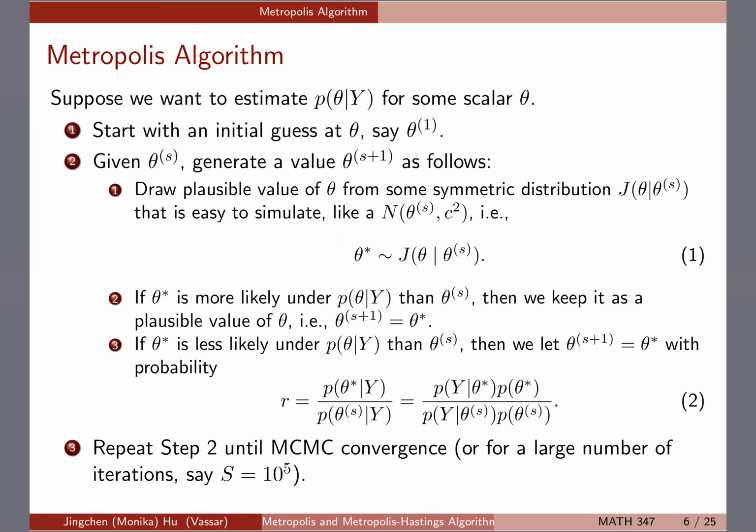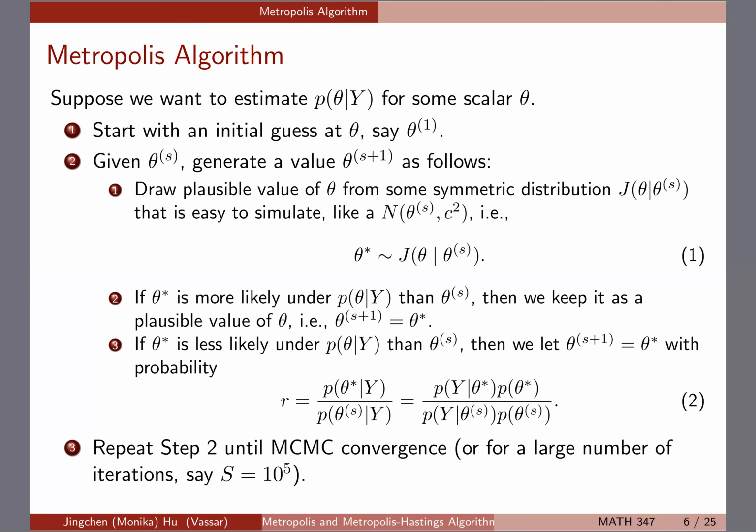Suppose you want to estimate the parameter theta, and its posterior, theta given y, and let's say it's a scalar at the moment. You start with an initial guess, say theta 1, and then keep running it, but the way you generate the next value works like this. First, you draw one possible value of theta from a symmetric distribution, which we call J, conditioning on the previous draw, theta S.